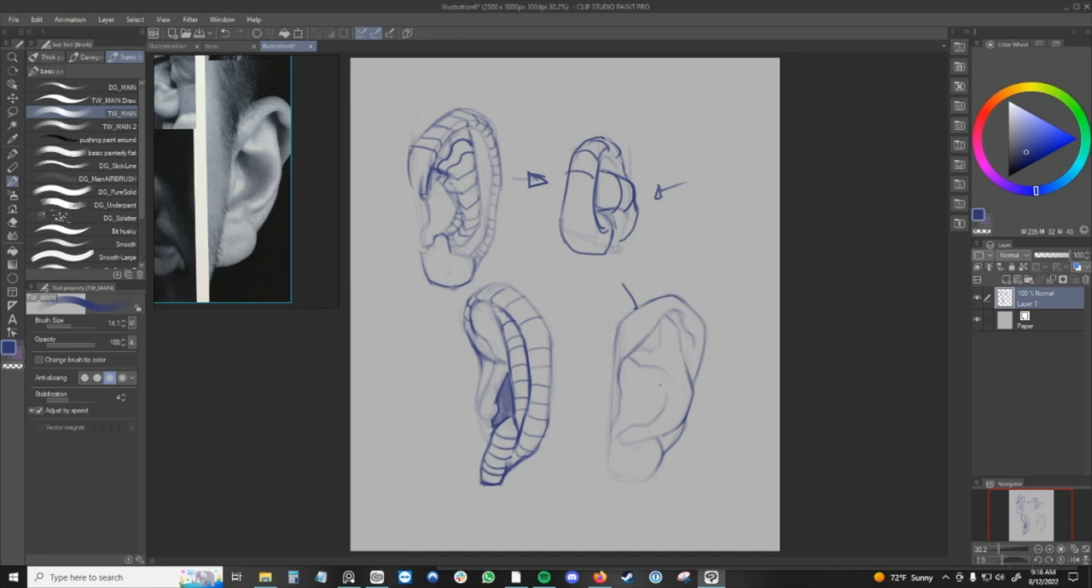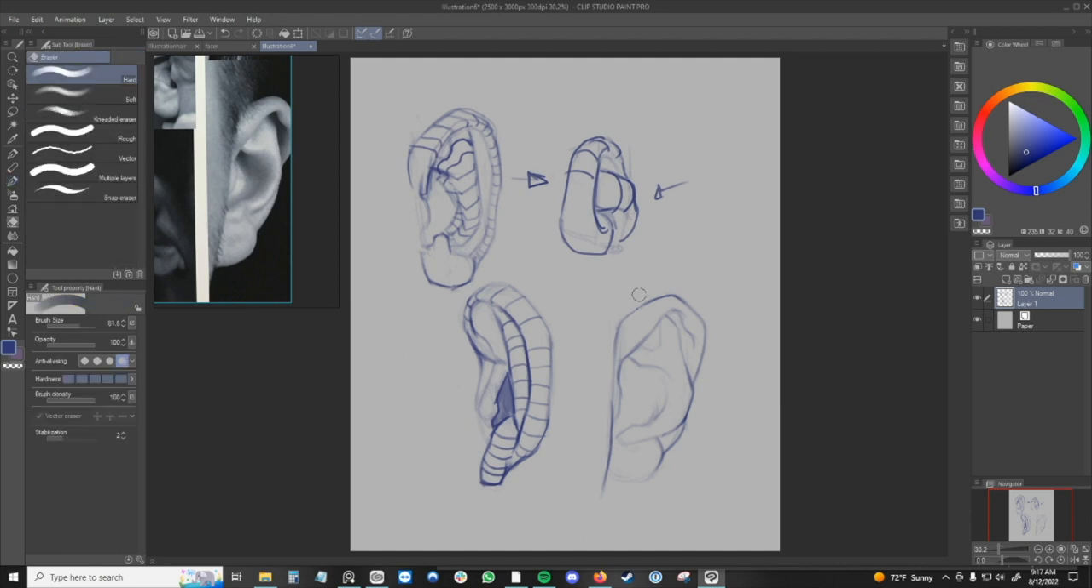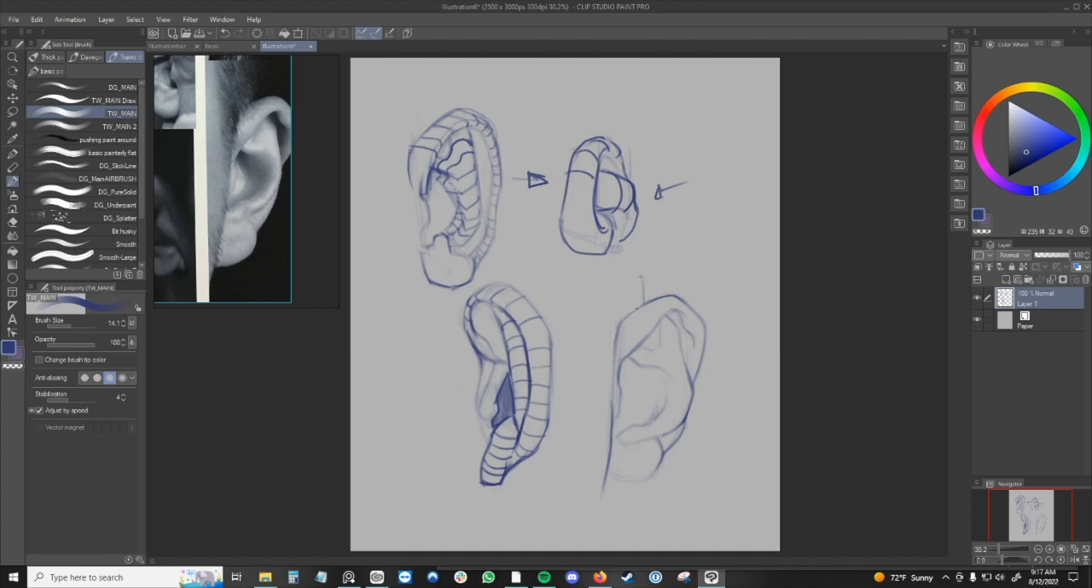And as far as rendering these goes, it's usually just cylinders. Just rendering cylinders and trying to get some little half tones and shapes and things to look correct. So this person's cheek is coming in front of that here. Back of their head.